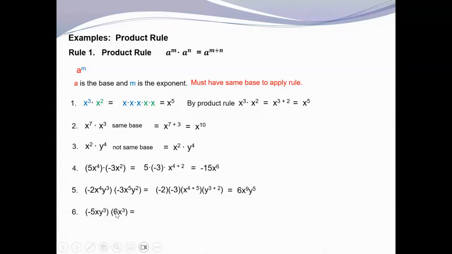Now this one, we're going to go straight to the answer. What's negative 5 times 6? Negative 30. We have x on the left one, we have x on the right, so 1 plus 3 is 4, so it's going to be negative 30 x to the 4th, y cubed.